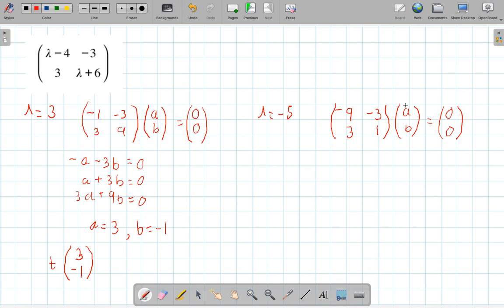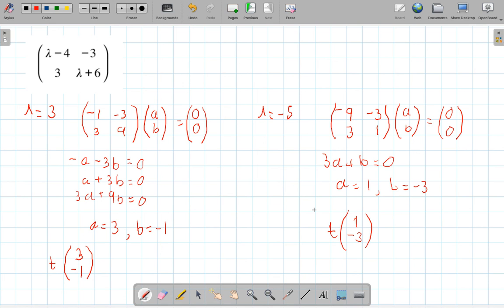So let's just take the second one, 3A plus B equals 0. I'm going to make A equal to 1, and if I make A 1, B has to be negative 3. So it's 1 and negative 3, and we have T multiples of that. So this is my second eigenvector.